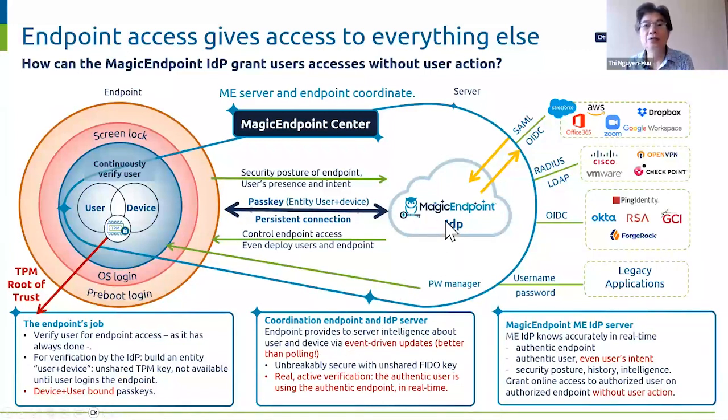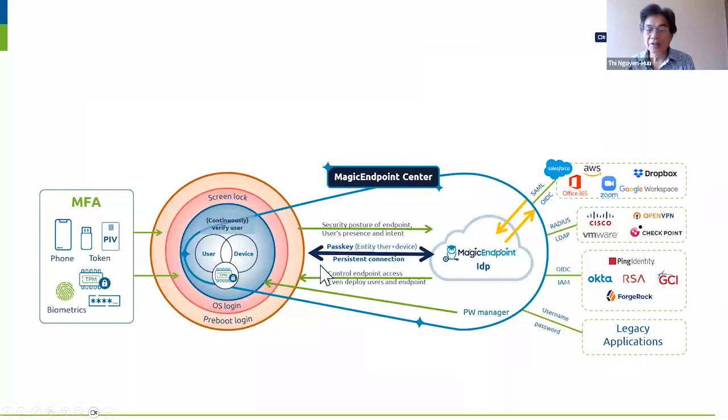And because the IDP knows everything about the endpoint, including the user, when the application provider wants to ask to verify, the IDP can respond without user action. So the idea is, again, very clear. You should use MFA to access the endpoint. But after that, nothing more is needed because the endpoint has a TPM, which can perform its own authentication to the IDP and to its own service provider without user action.